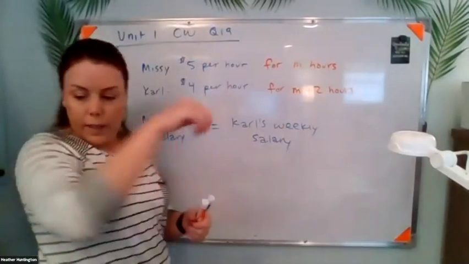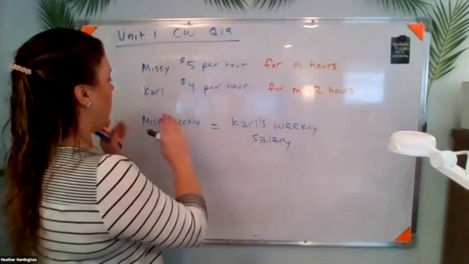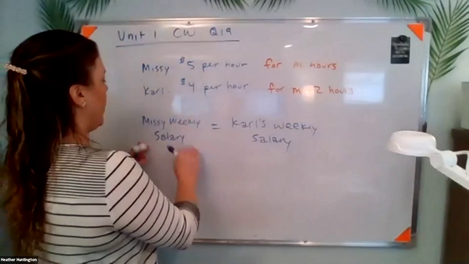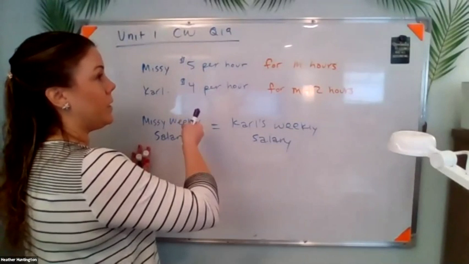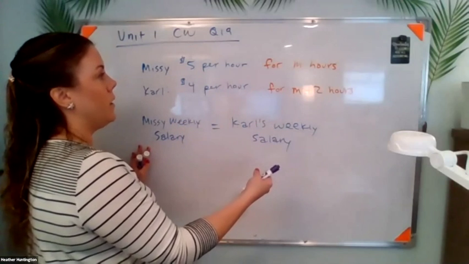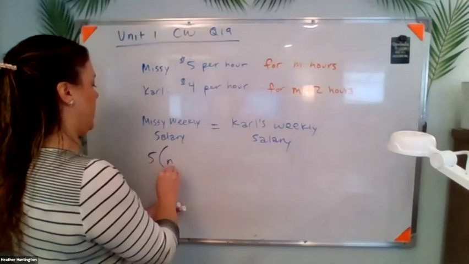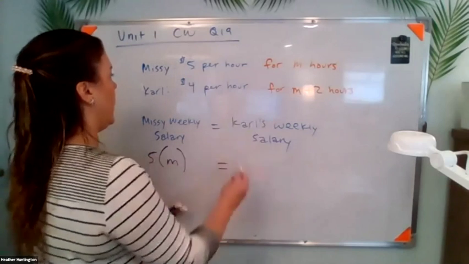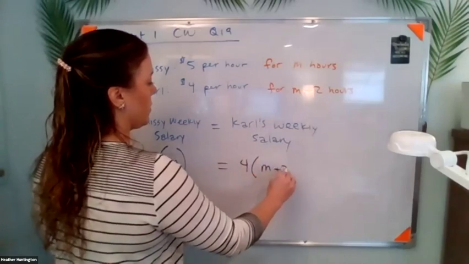Okay, so then you can start to think about, all right, how can we figure out how much somebody makes in a week? Well, it's the amount of money they make per hour times the number of hours, right? So Missy's is going to be $5 times M, and Carl's is going to be $4 times the number of hours he works.